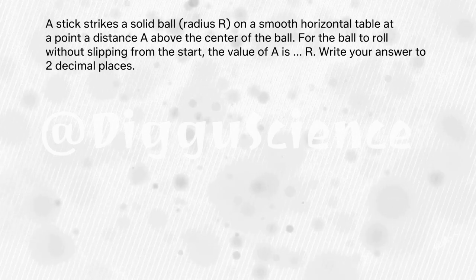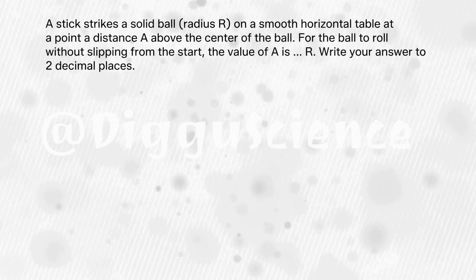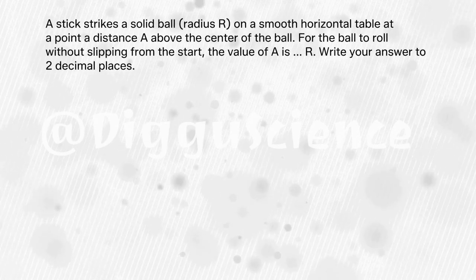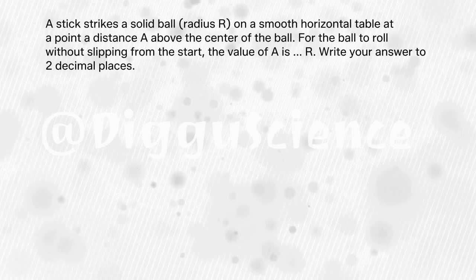A stick strikes a solid ball on a smooth, horizontal table at a point at distance A above the center of the ball. Now, we are asked to determine the distance A so that the ball rolls without slipping from the start.